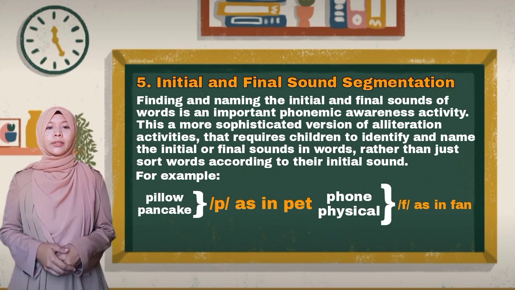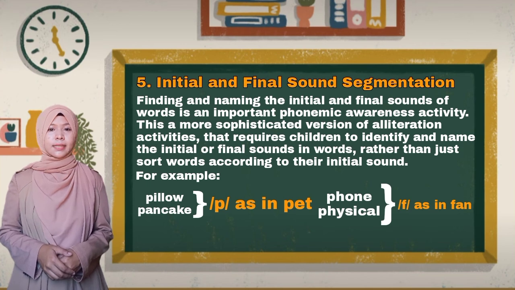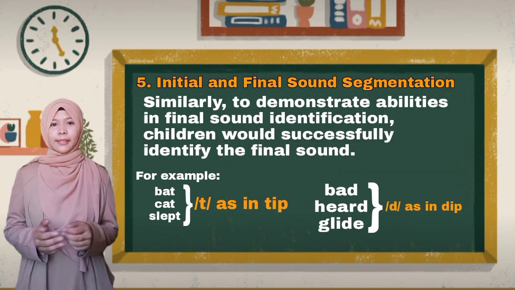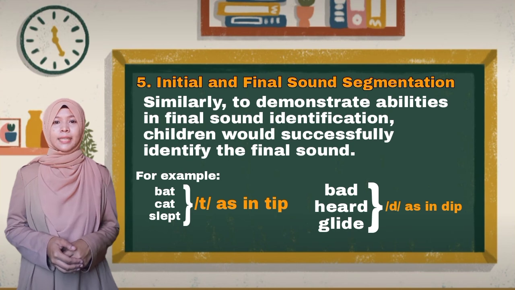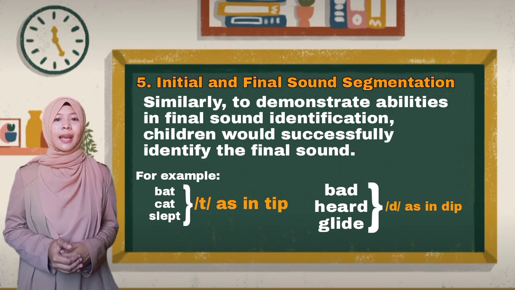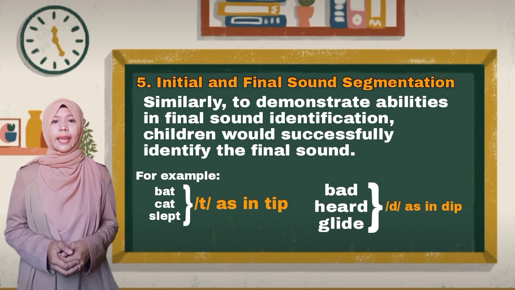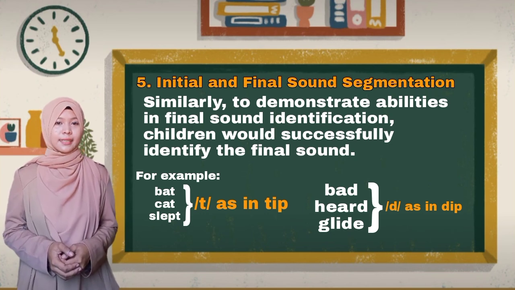For example, to demonstrate abilities in initial sound identification, children would successfully identify the initial sound of pillow and pancake as the P sound, as in pet, and phone and physical as F, as in fan. Similarly, to demonstrate abilities in final sound identification, children would successfully identify the final sound of bat, cat, and slept as the T sound, as in tip, and bad, heard, and glad as D, as in deep.